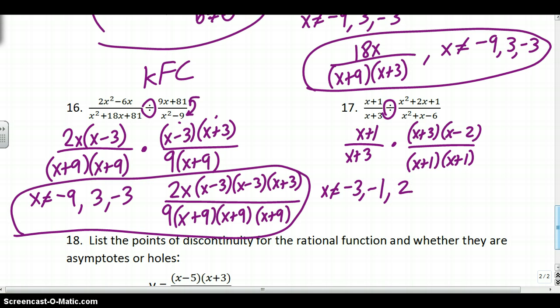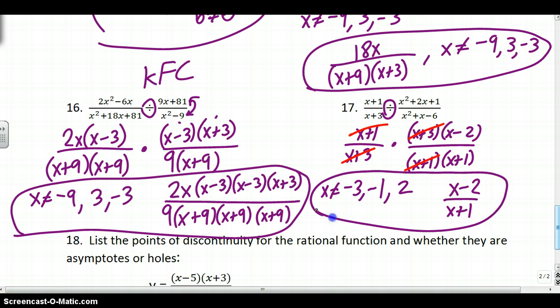Alright, now what cancels? X plus 1 cancels. X plus 3 cancels. So you are left with x minus 2 over x plus 1, as long as x is not negative 3, negative 1, or 2.